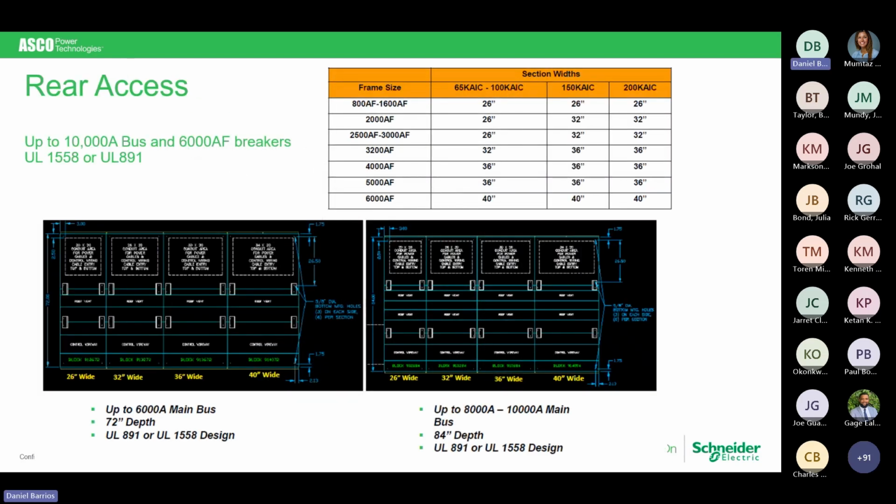This is what I was pointing out to you. As you look into frame sizes here of each of the sections, up to 10,000 amp bus and 6,000 amp breakers, 1558 or UL 891, these are the dimensions that you can look at. And this can potentially cause you problems. We need to work that through with you. You can see down at the bottom that up to 6,000 amp main bus, 72 inches deep, can be either 891 or 1558. And this states that the one for 8,000 to 10,000 can be 891. That should be corrected to only 1558.